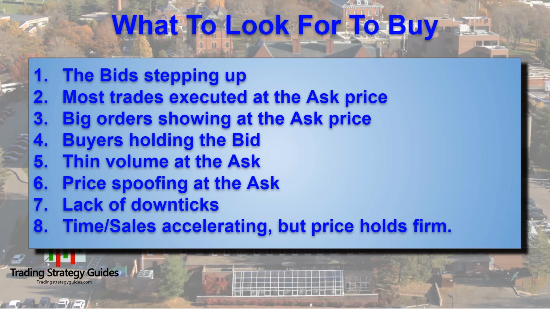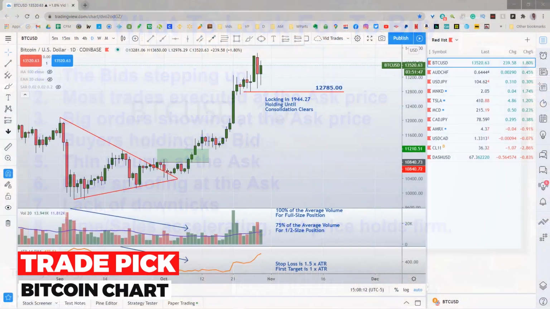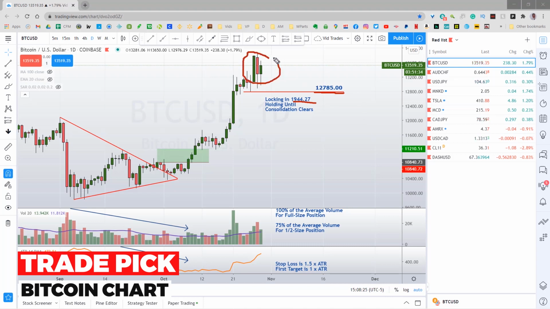Let's take a quick look at the significant trade picks. I trailed the stop to 12,785 on Bitcoin, locking in 1944.27. I'm going to hold the stop right here until this consolidation that's forming clears up. I am going to hold on to my Bitcoin through the election cycle because I've got a huge amount of profit here, and if Bitcoin shoots up, we'll get a whole bunch more. If it drops, even if we get a bad fill on a stop out, it still won't be too bad.